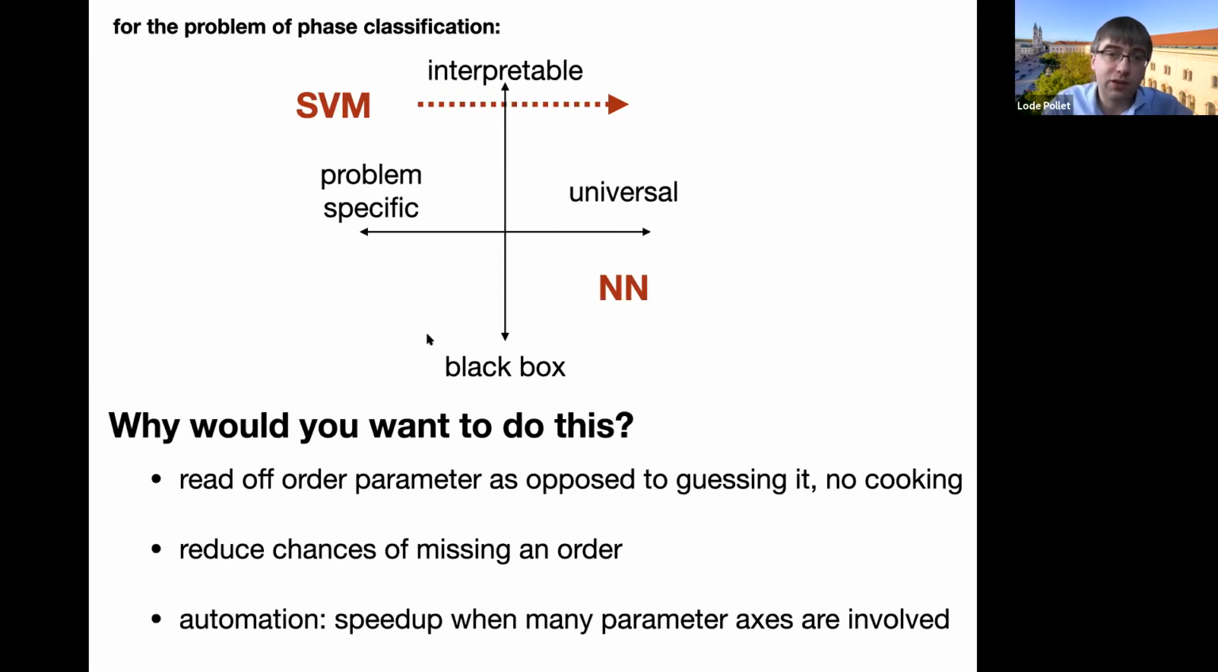Okay, what are the advantages of this scheme? In what we will see below, you don't have to cook the order parameter, you will be able to read it off. So you don't have to guess the order parameter as you usually have to do. You will be able to read it off if you use our tool. Chances that you miss an order are reduced if you do a systematic scan over parameter space. This kind of graph analysis will pick up any component that has different local properties than another component. And perhaps this is a faster way of doing the analysis when you have many parameters.